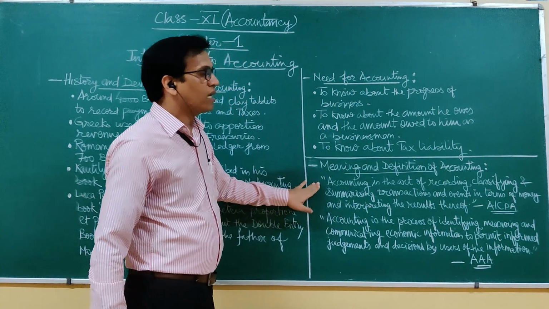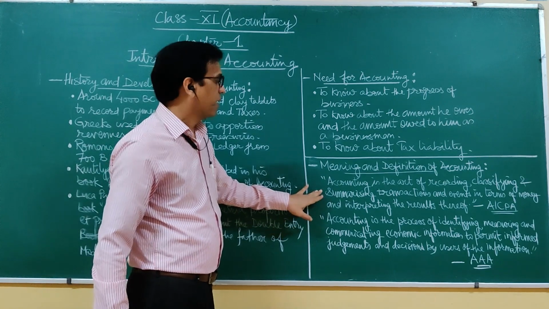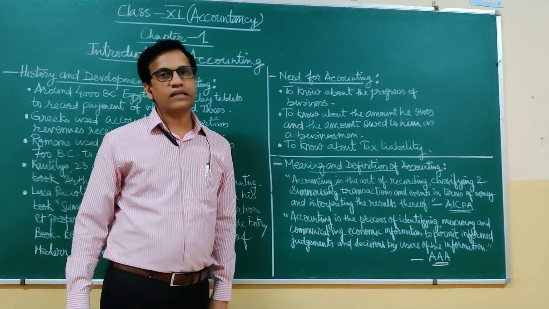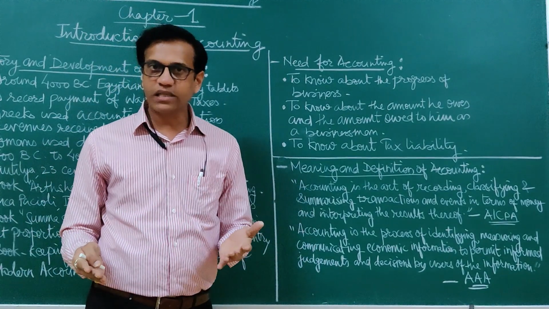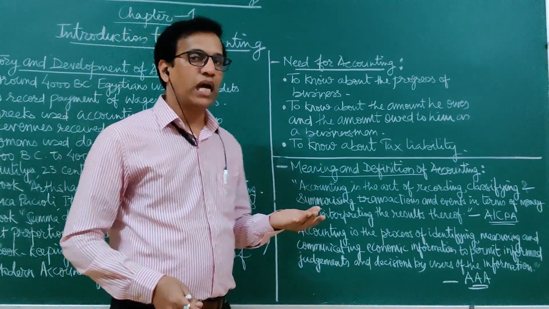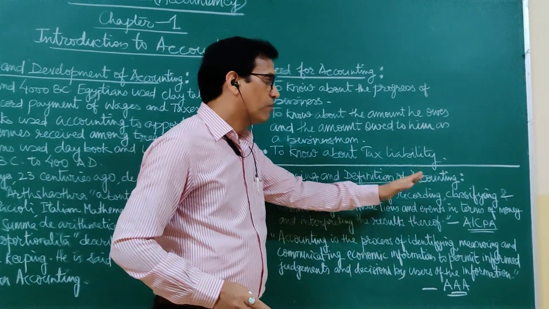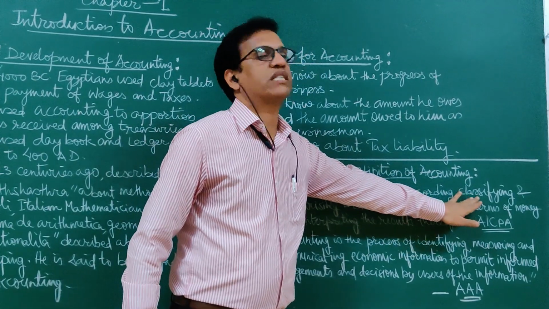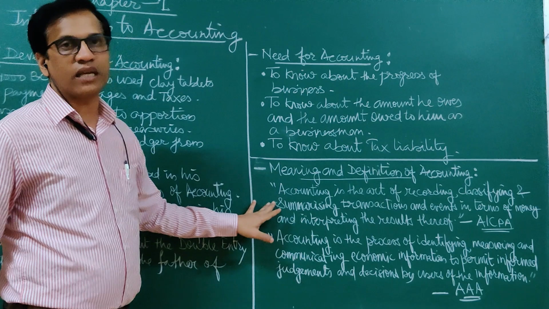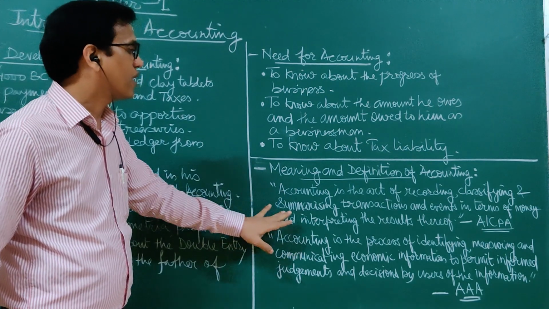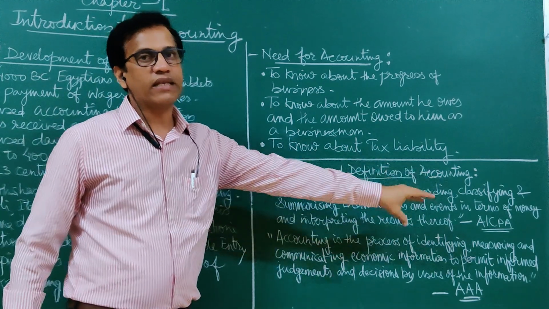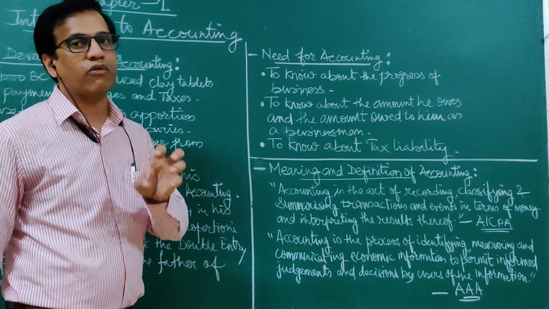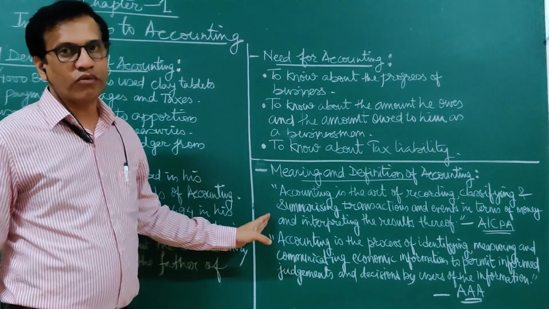The American Institute of Certified Public Accountants, AICPA, says that accounting is the art of recording, classifying and summarizing transactions and events in terms of money and interpreting the results thereof. It means there will be some events, and those events are to be converted into money form. Then those transactions or events will be first recorded, then properly classified, and on the basis of this classification a summary will be prepared, and that summary has to be interpreted, including its results. This is what the AICPA has said about the meaning of accounting.